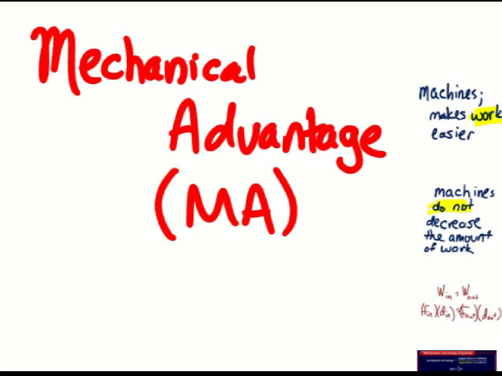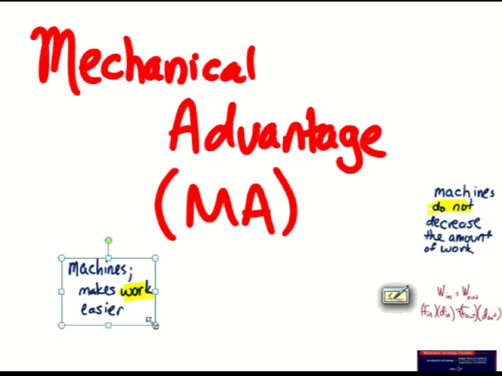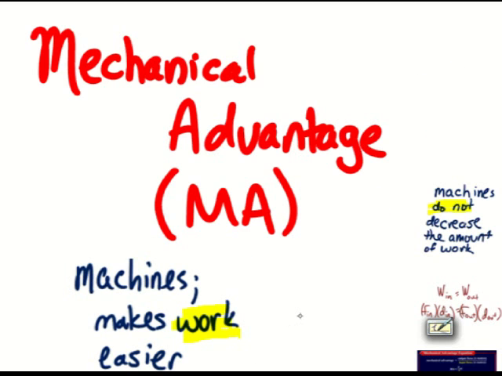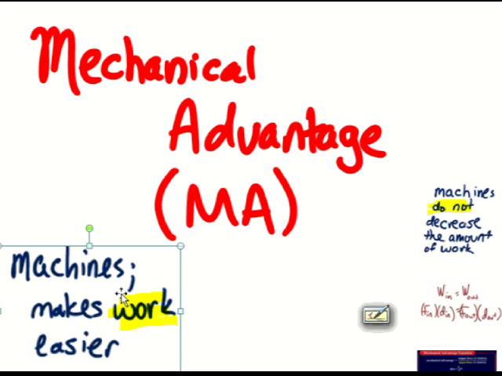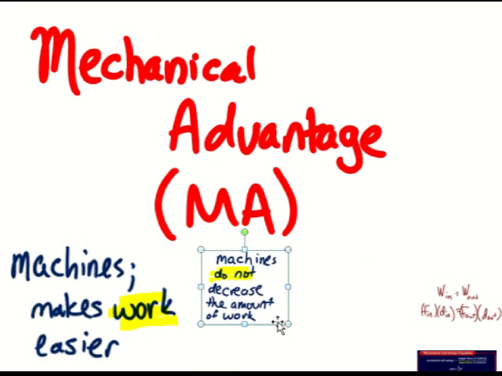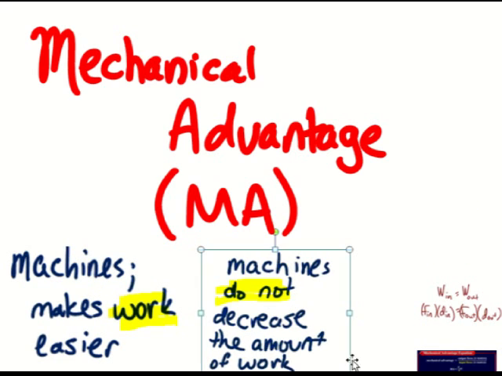This video is going to review mechanical advantage. When we look at a machine, we use machines because it makes doing work easier. And one of the ways that we look at how machines do their work is how much it's going to decrease the effort we put into doing a task. Now, the thing to think about is that machines do not decrease the overall amount of work to be done. So let's look at this in more detail.